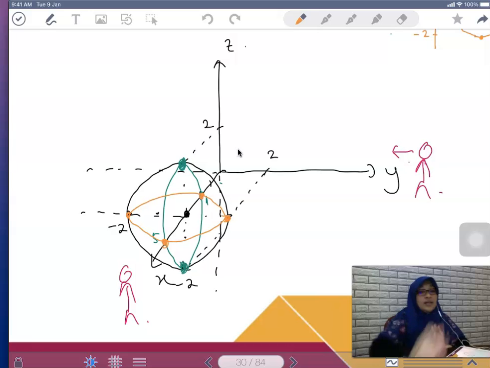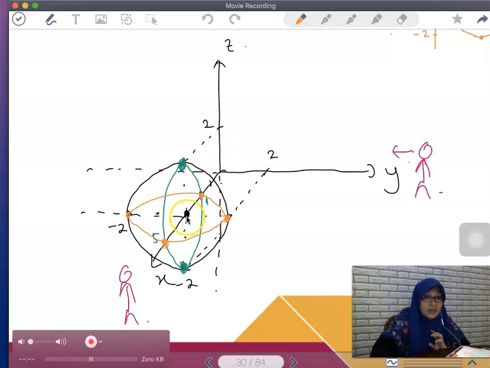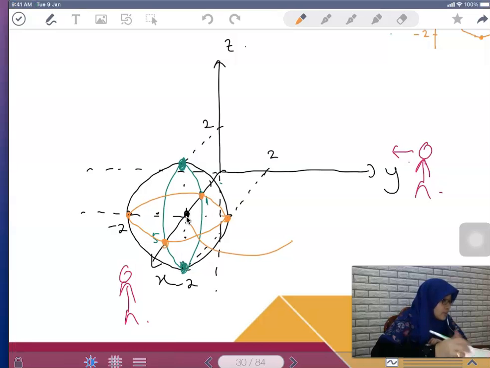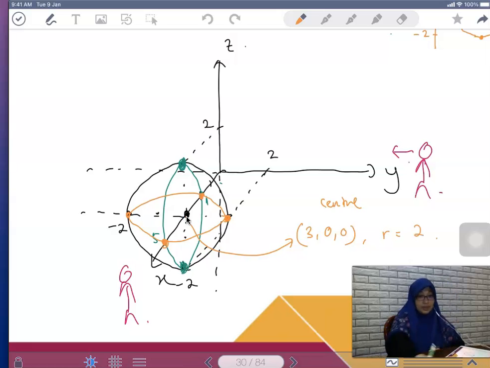So then this is your sphere, where the center now is at (3, 0, 0). This is the center. And then the radius is 2. Okay, so if you still feel this one is very complicated for you to follow, then again, resketch. Replay the video and resketch.